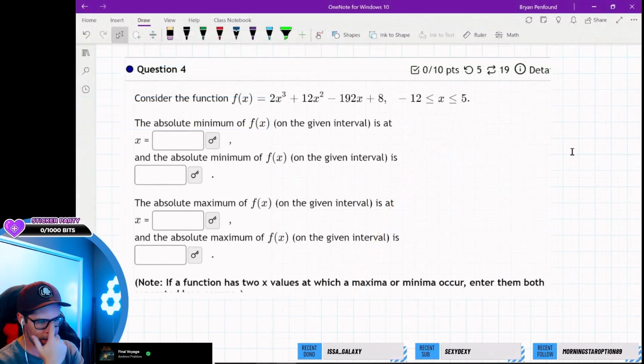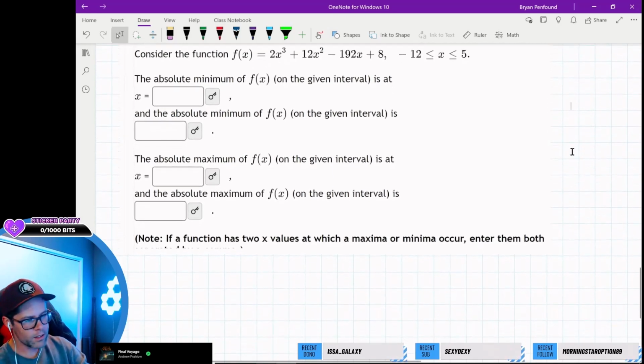So again, it looks like we here have a polynomial function with a viewing window of -12 to +5. So we have the absolute min, and the absolute minimum of f is blah. Okay, so we need to find the x and the y values for the absolute min and absolute max. Okay, this is a bit more interesting because this is now a cubic function. And this cubic function usually has more critical values for us to work with. So it's still kind of the same procedure.